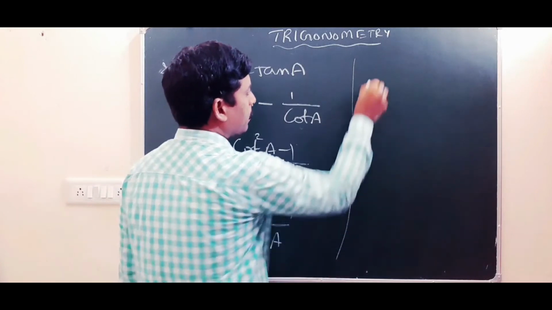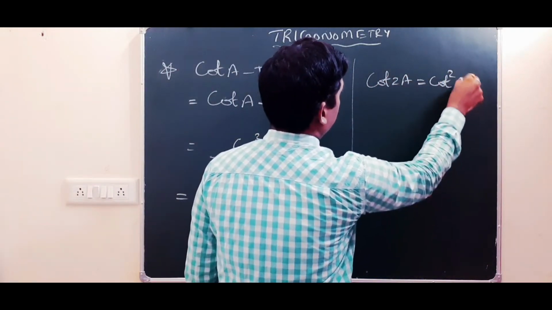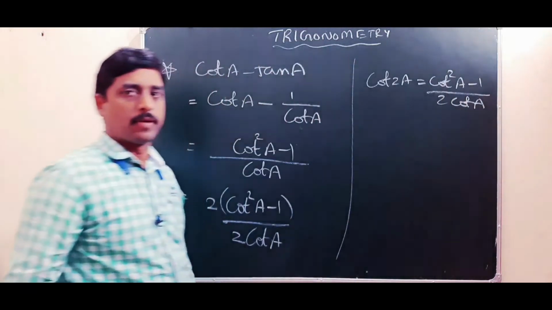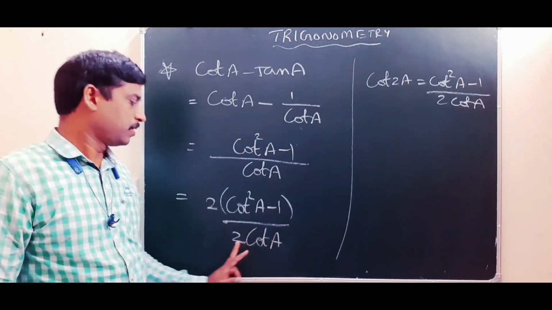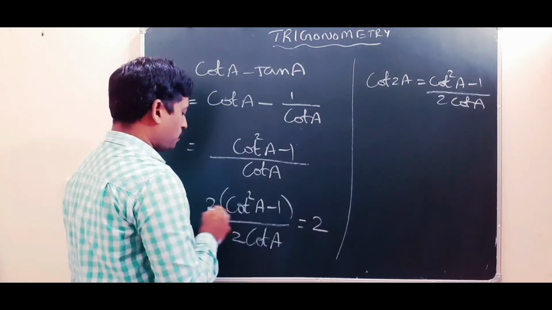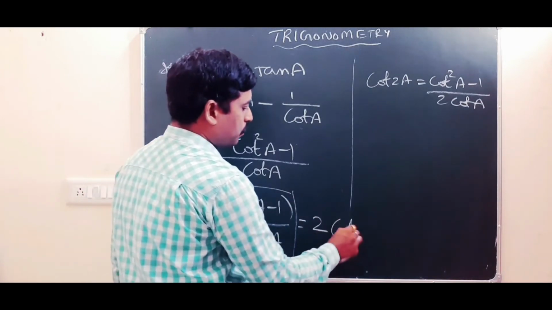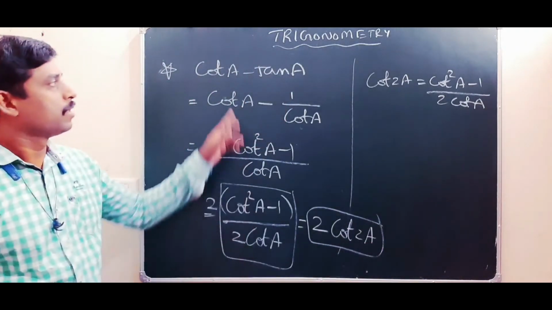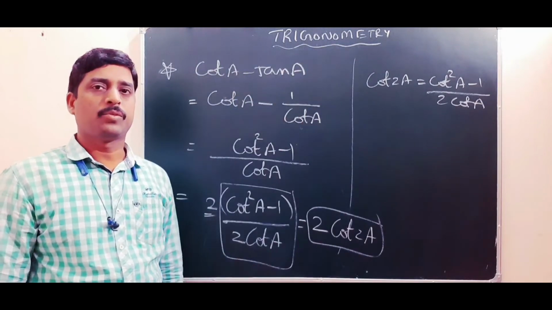We have cot 2a equal to (cot square a − 1) by 2 cot a. This is the cot 2a formula. So (cot square a − 1) by 2 cot a is placed as 2 into this value, cot 2a. So 2 cot 2a. So what is the formula? If cot a minus tan a is 2 cot 2a, then cot a plus tan a is 2 cosecant 2a.